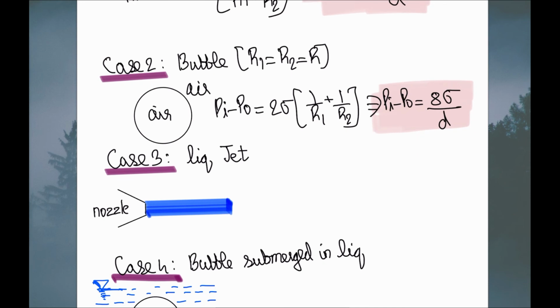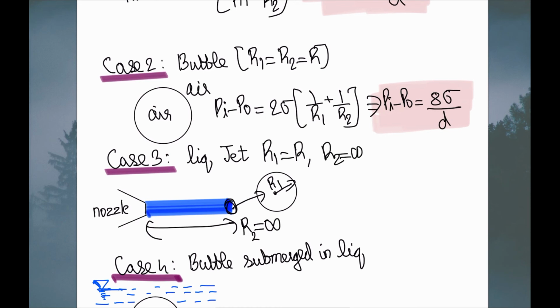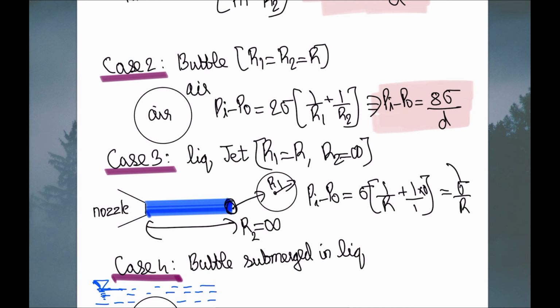And for a liquid jet, the catch is that this is circular, that is, here there is r1, it is this one, but for a line we know that the radius is infinity, that is r2 is infinity. For a line, the radius of curvature will be infinite, that is r1 is equal to r and r2 is equal to infinity. So by applying the above formula, pi minus p naught is equal to sigma in the bracket 1 upon r plus 1 upon infinity, which is 0, so this becomes sigma by r, or if you want to write in the diameter form, this becomes 2 sigma by d.